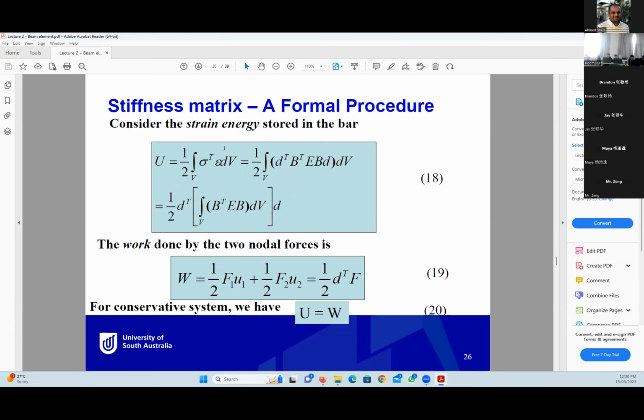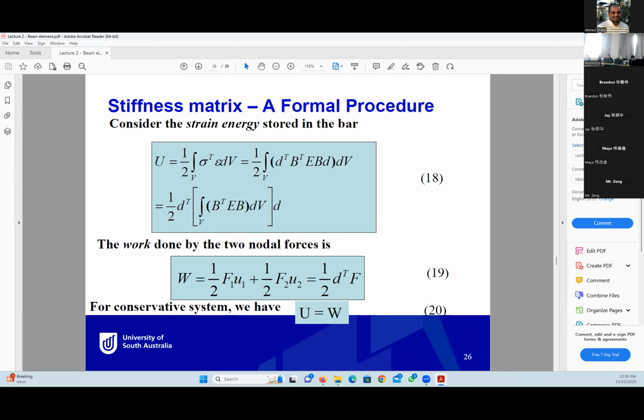And this is the strain energy stored in a bar. We can have a look at this equation. It is a bit complicated. So U, the strain energy, equals half d transpose times the integral of B transpose E B with respect to V, all of this times the displacement matrix d.